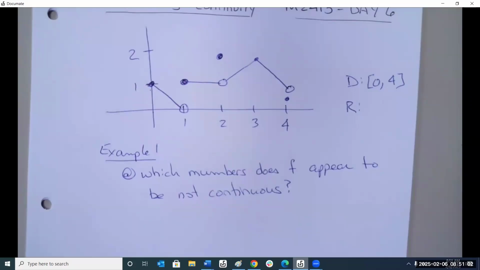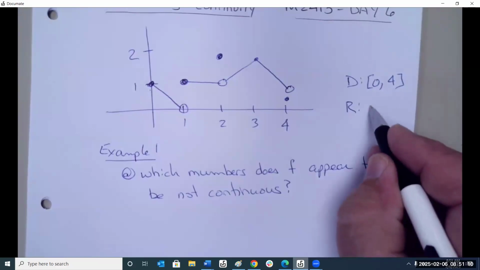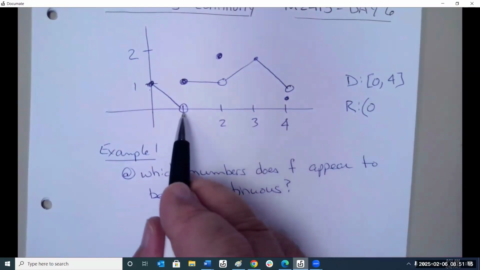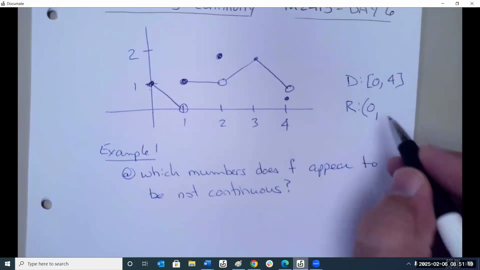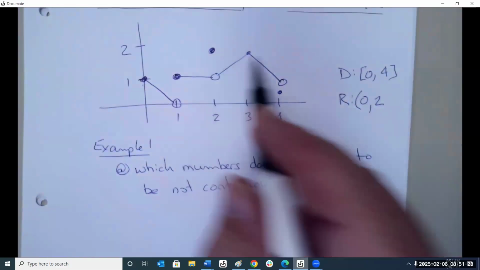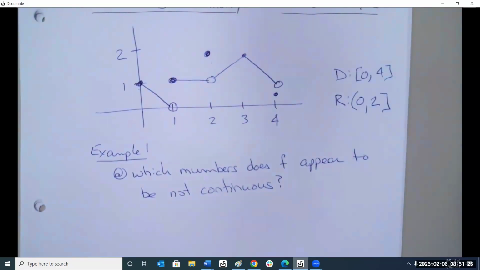What's my range? What's the lowest? 0. Can I use 0? No, because at 0 it's an open circle. How about the highest I can go, which is 2? Can I use 2? Yes, because they're solid dots. So that's my domain, and that's my range.